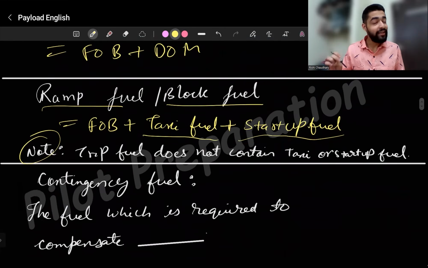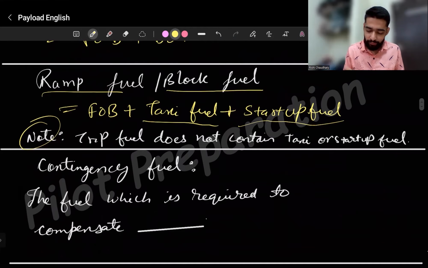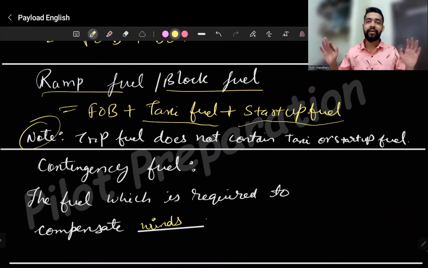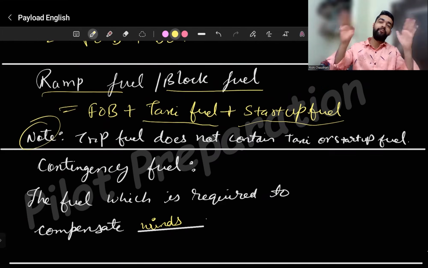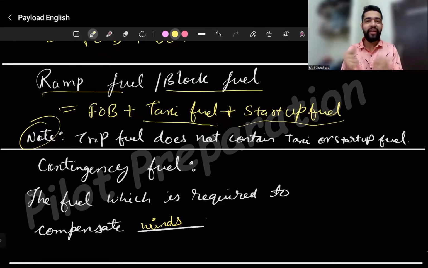Now let's come to contingency fuel. Contingency fuel is the fuel which is required to compensate for winds, because you don't want to fly away with the wind. You want to fight that wind, and you can only fight that wind when you have a lot of weight. Otherwise, you will just fly away like a paper, isn't it?